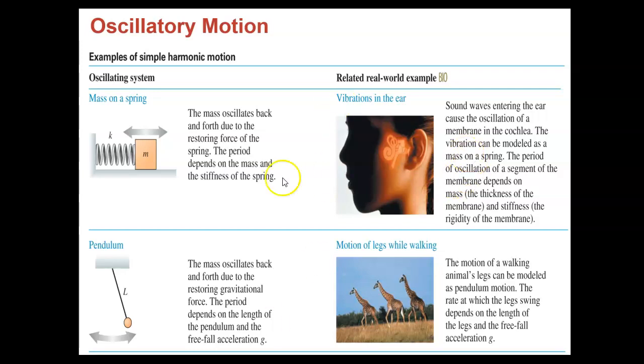Examples. For a mass on a spring with a restoring force, you can think of your eardrum vibrating, or really the inner part of your ear undergoing vibrations due to energy hitting it at different rates. And pendulums are just like walking legs. If you walk straight-legged, you will swing your leg like a pendulum.